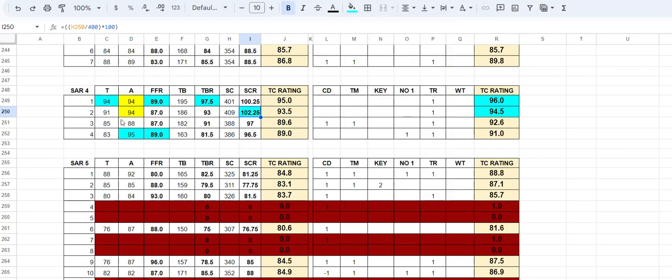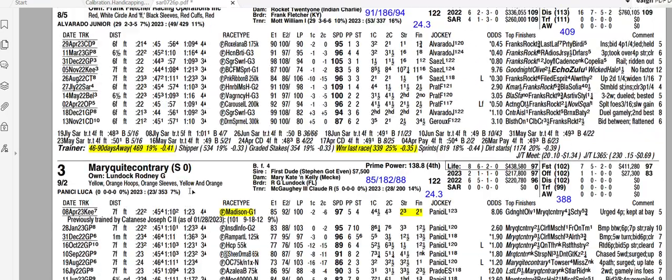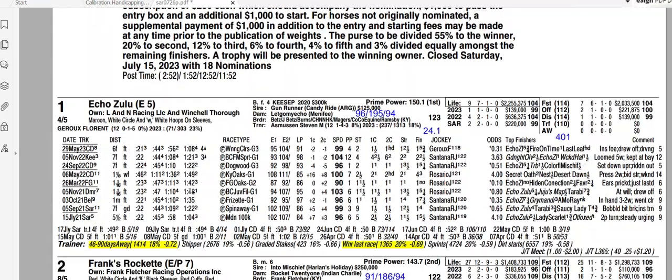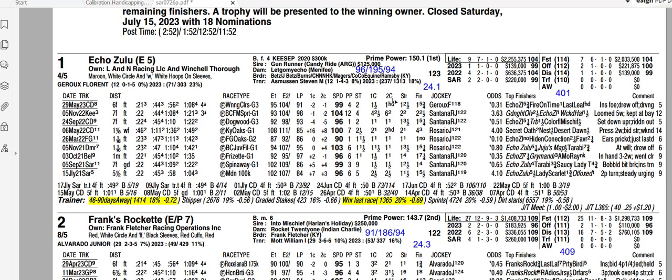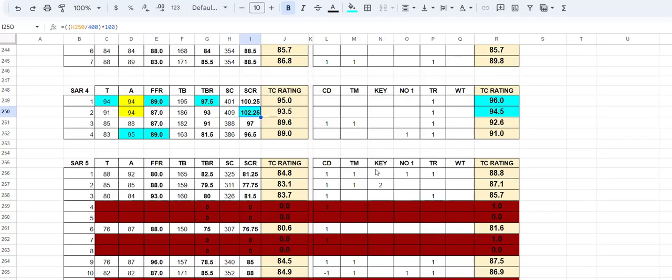Okay, so right now the grid is showing the 4 a little bit here as well, so we'll see what happens. 4 horse race, could be anybody's race. You got IRAT on the 4, but at the same time, we have a couple tough horses here. Just looking at them by the eye, Frank's Rocket and Echo Zulu. But not going to spend any more time there.